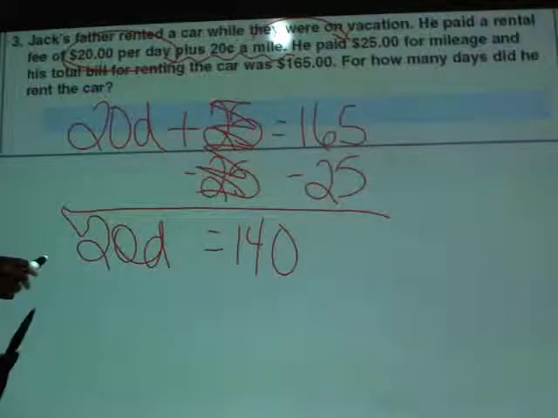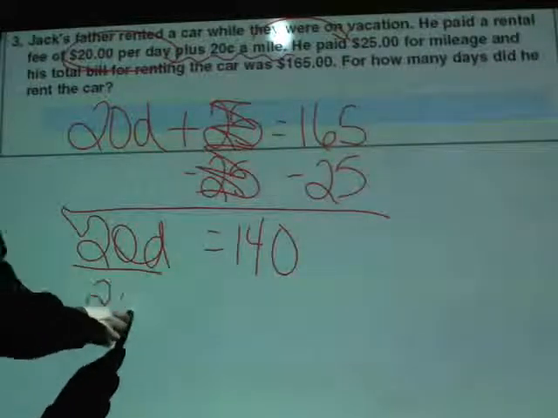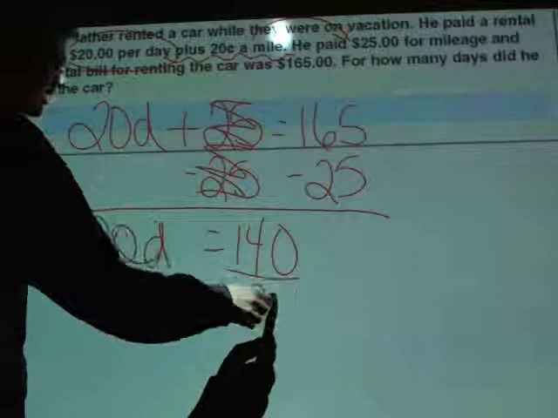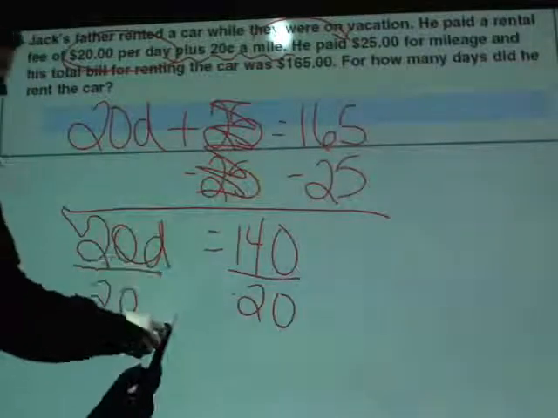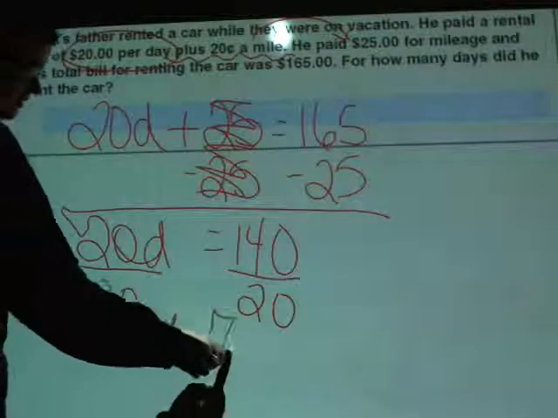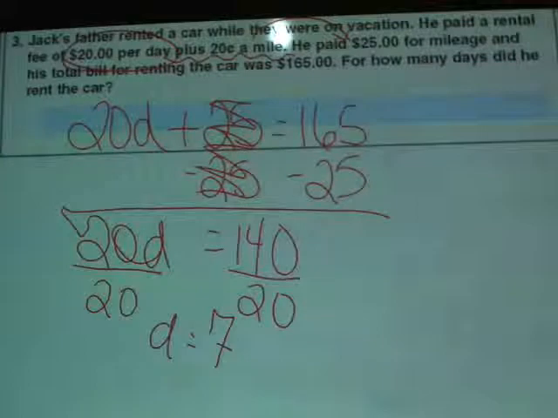We're going to solve this by dividing now. Dividing across by 20 all the way. And when I take 140 and divide it by 20, we end up with d equals 7. So he had to have rented the car for 7 days.